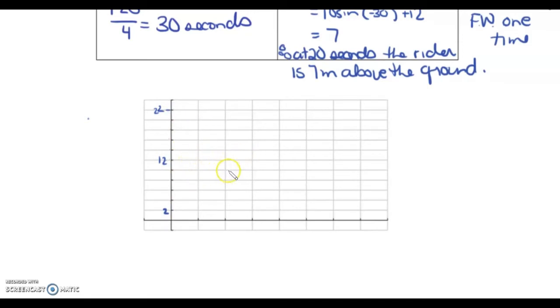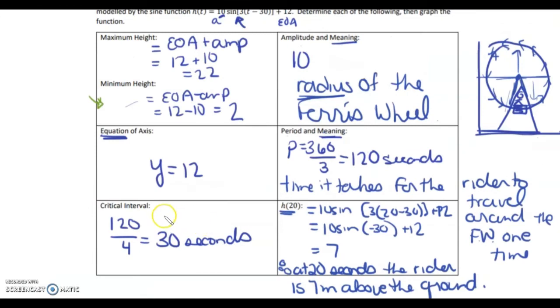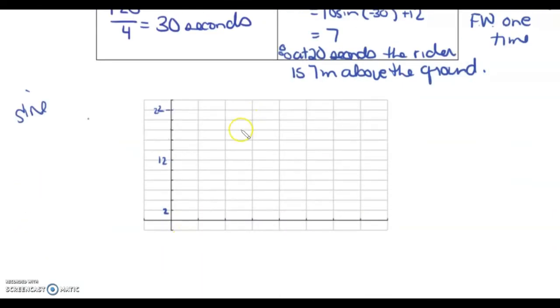Now we have a sine function, and let's mark the critical intervals on the bottom. The critical interval is simply 30 seconds. So every 30 seconds, we are going to plot a point. 3, 6, 9, 12, 15, 18, 21, 24. Okay, so 240 seconds.